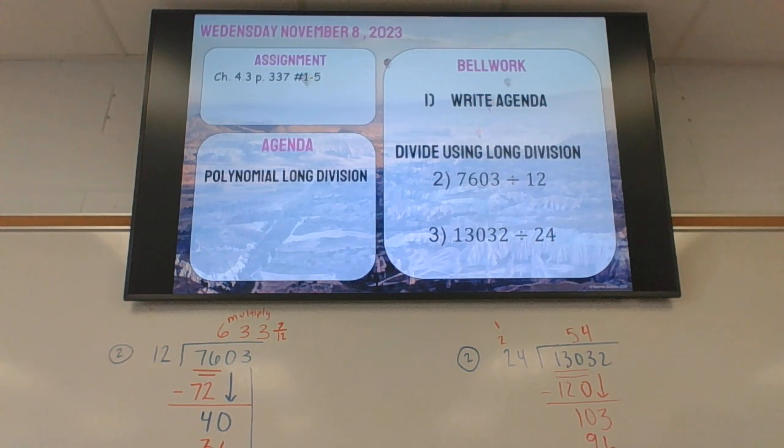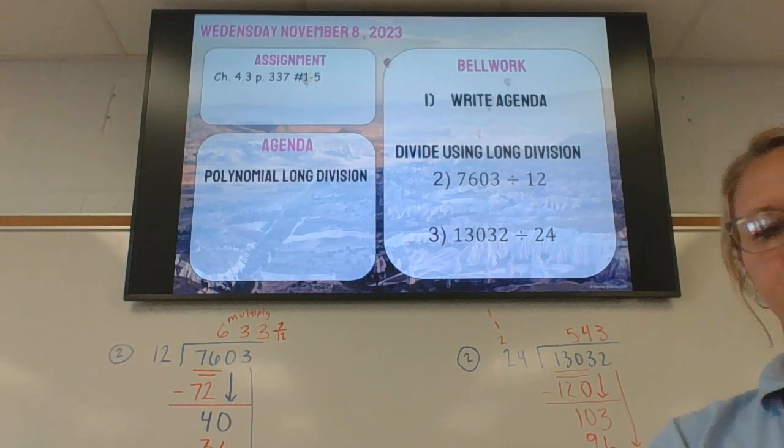Bring down the 2. That's 3. 3 times 4 is 12. Oh my gosh. Remainder 0.